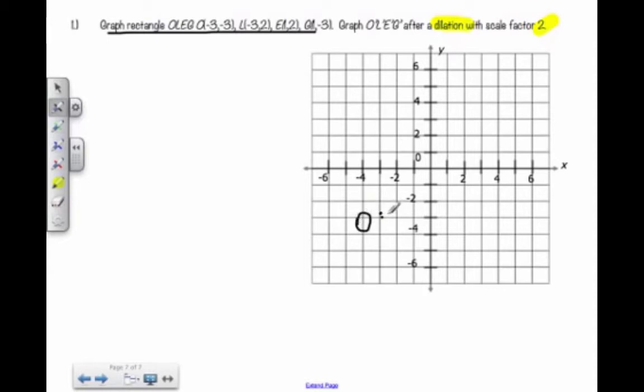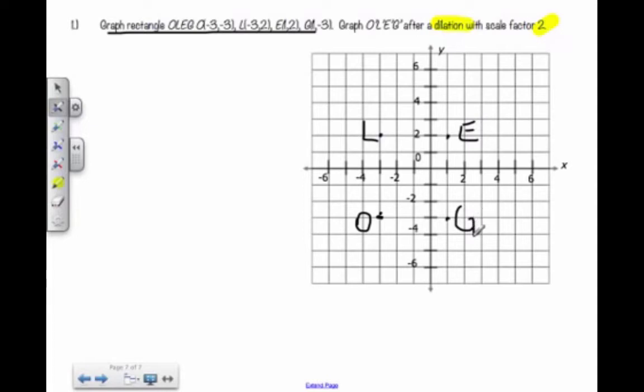Then I'm going to put a dot right at -3, 2. I'll also put a dot at 1, 2. And then I'll put a dot at 1, -3. So then I need to make sure that I label my coordinates. So this is L, this is E, and this is G.